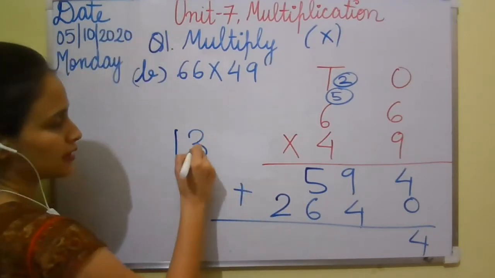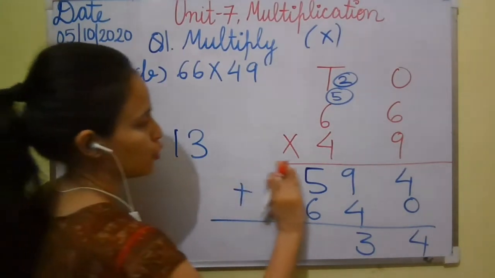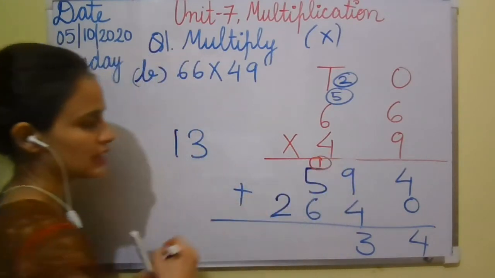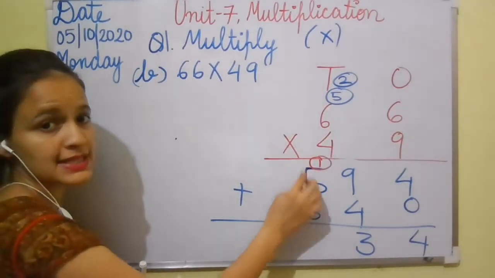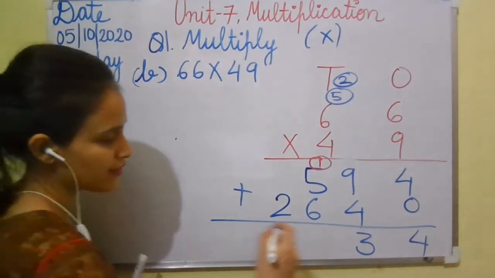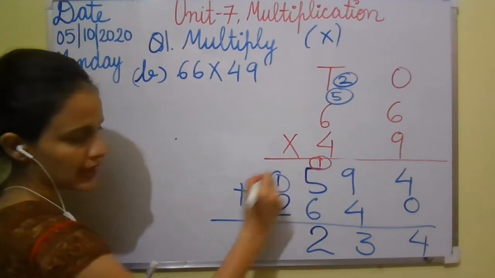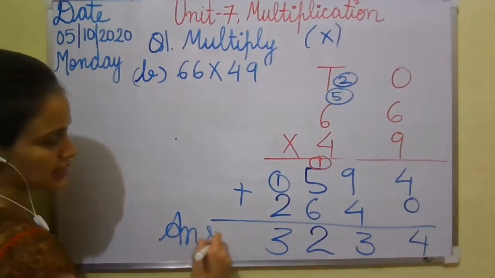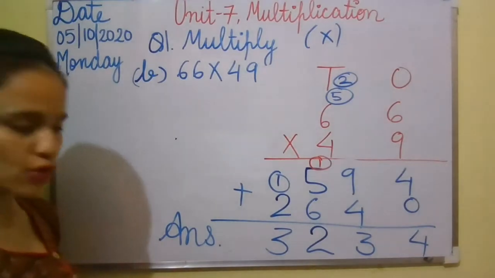In 13, 3 is in ones, so 3 will remain here and 1 will come above 5 as a carryover. Okay, so 5 plus 1 is 6 and 6 plus 6, that is 12. So in 12, 2 is in ones, so 2 will remain here and 1 will go again as a carryover. 1 plus 2 is 3. So the answer is 3234. Let's do the other sum.